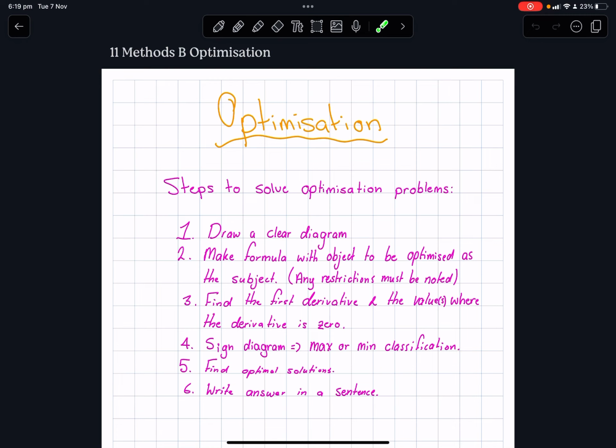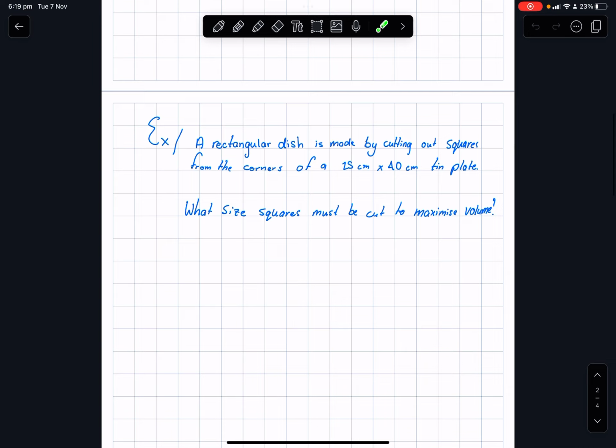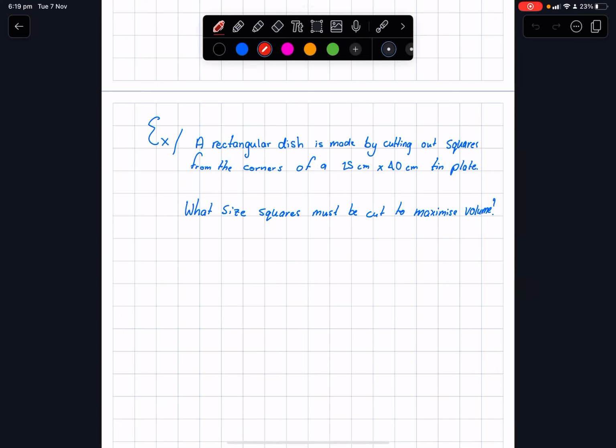Obviously, applying them to different contexts can be a bit tricky, but we're going to go through an example together right now. So a rectangular dish is made by cutting out squares from the corners of a 25 centimeter by 40 centimeter tin plate. What size squares must be cut to maximize the volume? So step one, let's draw a diagram.